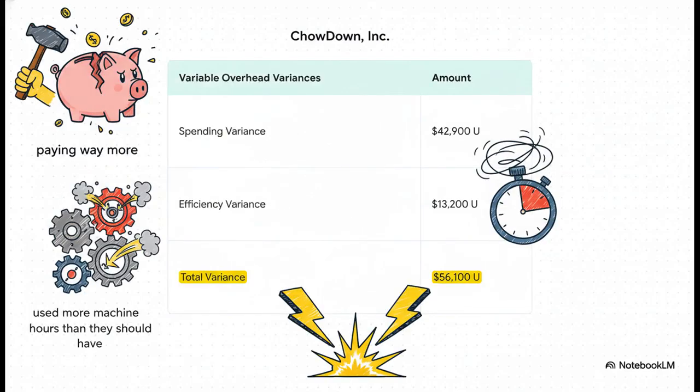Now let's look at the actual evidence from a real case file, a company called Chowdown Inc. And wow, both of their variable variances were unfavorable. They had a massive $42,900 unfavorable spending variance. That means they paid way more per machine hour than they planned, and on top of that, they had a $13,200 unfavorable efficiency variance, which means they also used more machine hours than they should have used. That is a serious double whammy.